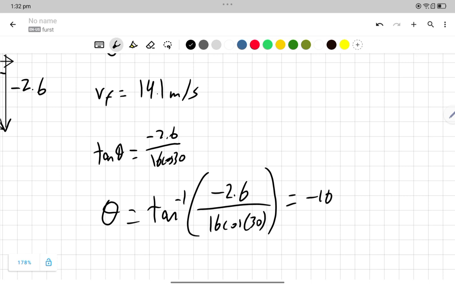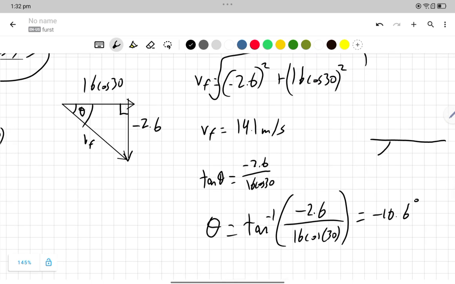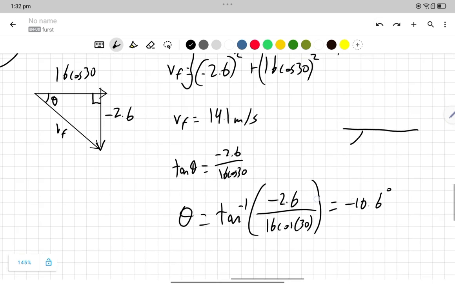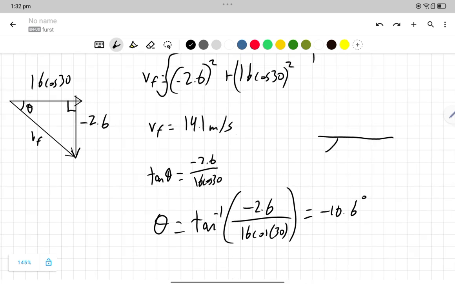negative 10.6 degrees. So why is it negative? Because the angle is actually below the horizontal, right? It's below the horizontal. And so that's our angle. You just explain that it's a negative angle. So our final velocity is 14.1 meters per second at negative 10.6 degrees. Done.